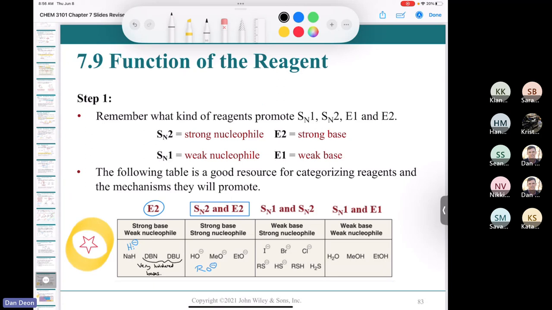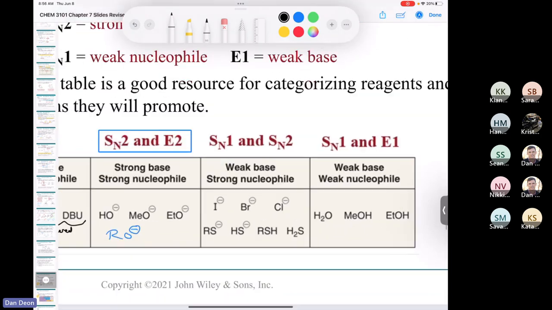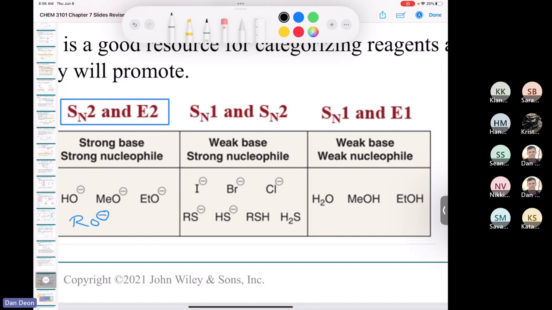SN1 and SN2, when do you get a competition between those two? It's when you have something that's a good nucleophile. A strong nucleophile is usually something that has a negative charge or a sulfur, okay? Those are kind of the two things. So think about iodide, bromide, chloride, a thiolate, hydrosulfide. These are all good nucleophiles. They have a negative charge. Of course they're nucleophiles. But if you're wondering, why would they be weak bases?